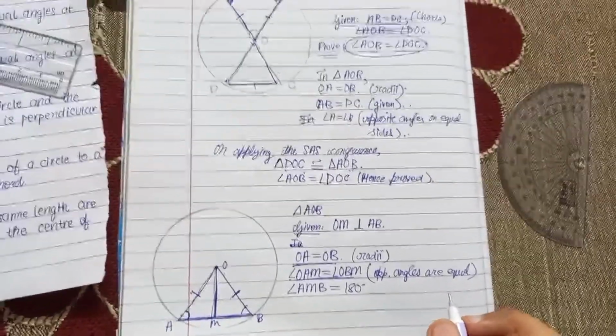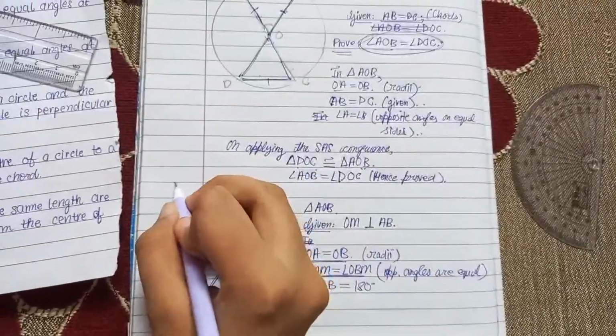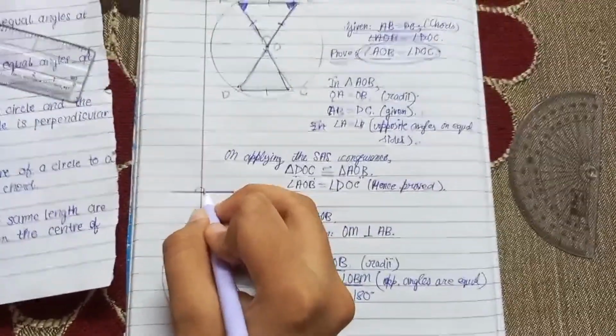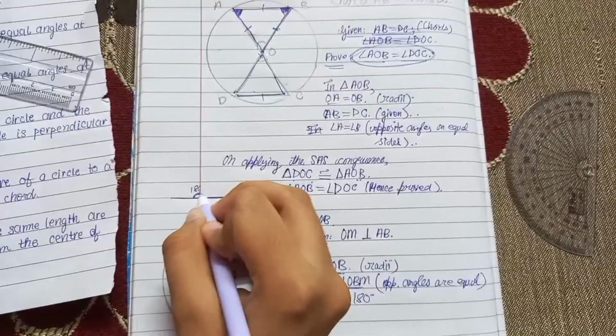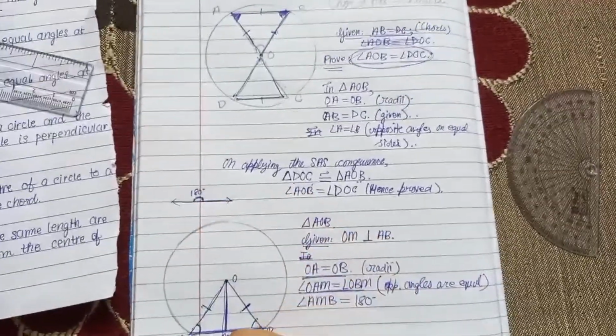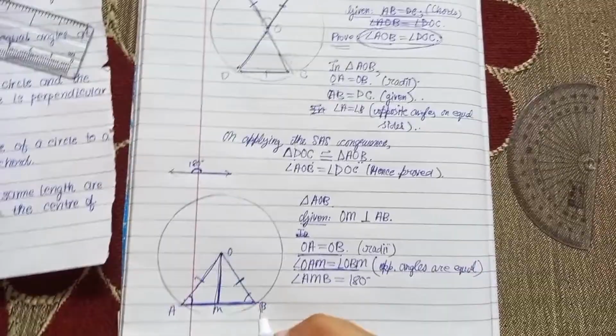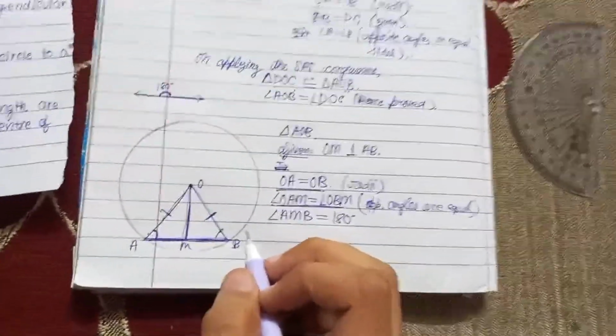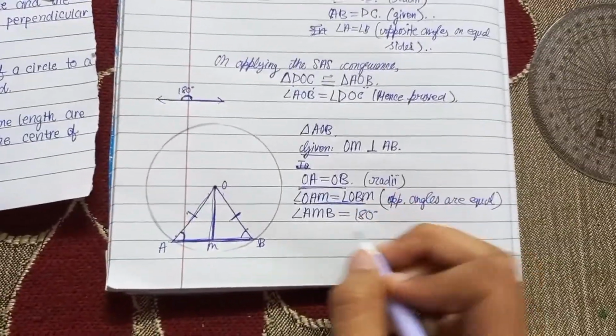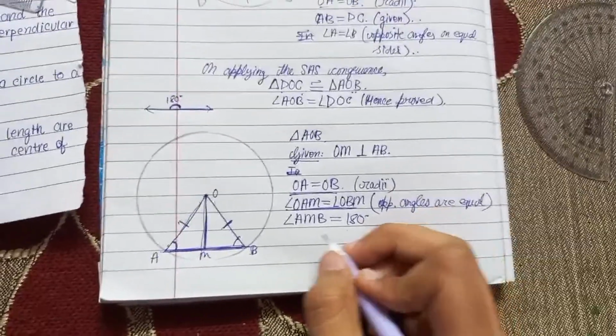You have learnt in your earlier classes that a straight line, I am drawing the straight line here, always forms an angle of 180 degrees. Here also we can see that the chord is a straight line, so the chord is forming an angle of 180 degrees. So angle AMB is equal to 180 degrees.